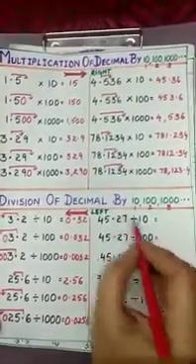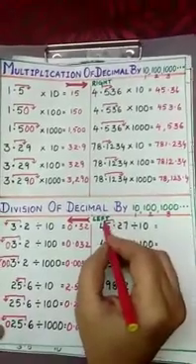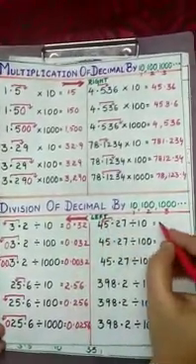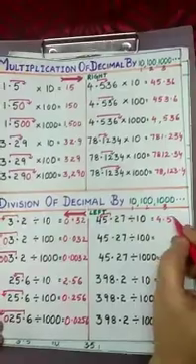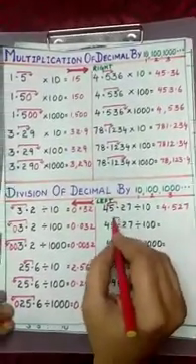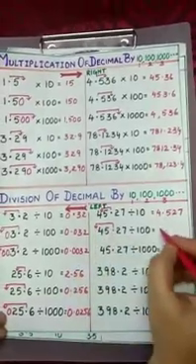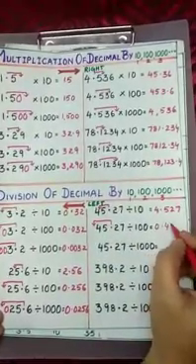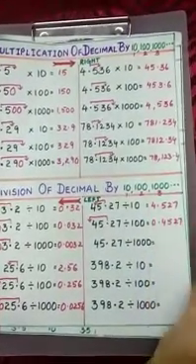45.27 divided by 10. Now you have to shift the decimal before one place. Then we get 4.527. The same number if you divide by 100, shift the decimal before two places. 0.4527 we get as quotient.